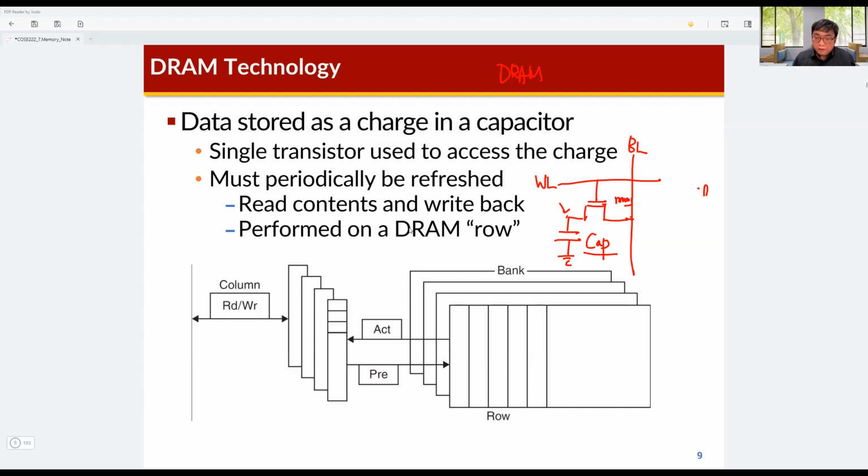It's like dynamic memory. So actually the electric charges are stored in this capacitor, and then based on this word line, these charges can be transferred to the bit line, or the charge is stored in the capacitor through the bit line. So this is the typical structure of the DRAM.